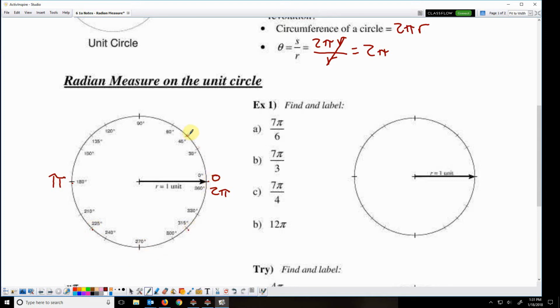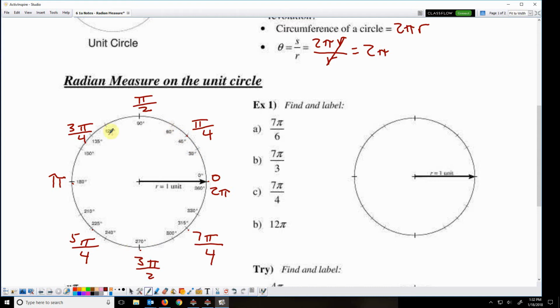So this first spot is 1/4 pi, or pi over 4. Then 2/4 pi, or 1/2 pi, pi over 2. 3/4 pi, and 4/4 pi, which is 1 pi. Then 5/4 pi, 6/4, which is the same as 3/2, 7/4, and 8/4, which is 2 pi. So 1/4, 2/4, 3/4, 4/4, 5/4, 6/4, 7/4, and 8/4.